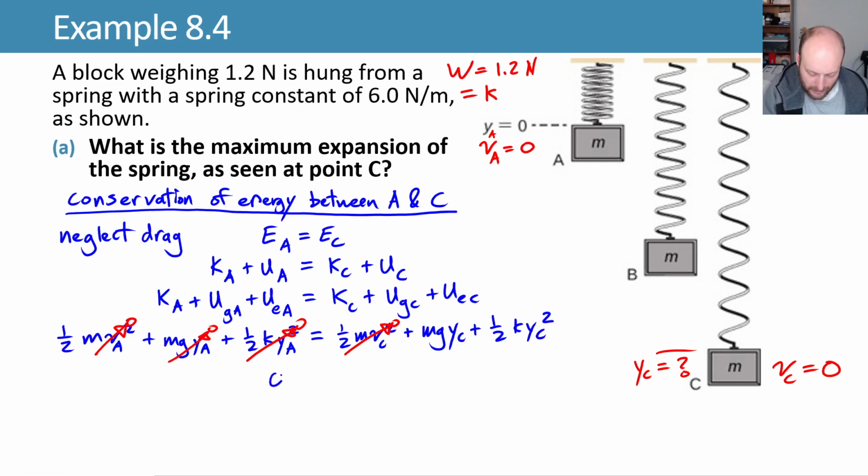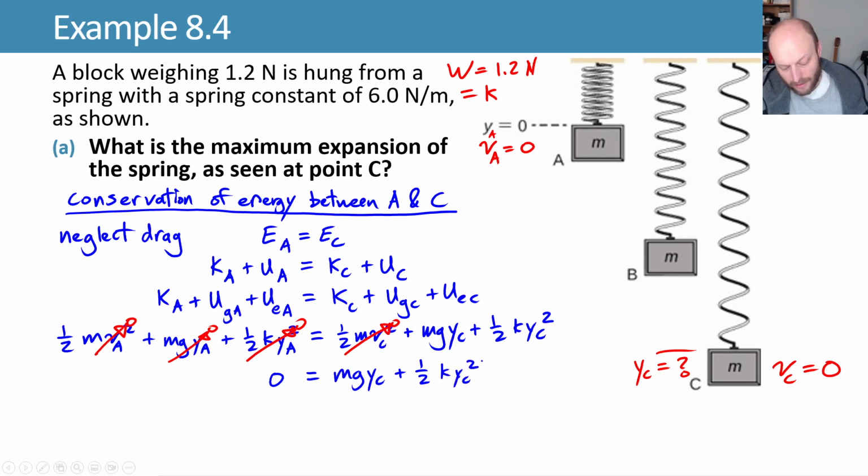I'm going to rewrite this to say m g yC plus 1/2 k yC squared is equal to 0. In the worst case where we had other things, we might need to solve a quadratic here. But luckily, we only have terms that have yC's on them, so I can divide everything by a yC. 0 divided by yC just hangs out at 0. As long as yC is not 0 itself, we're fine. Which it's not. Explicitly, we know it's not.